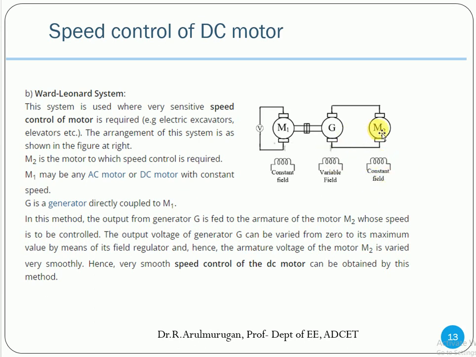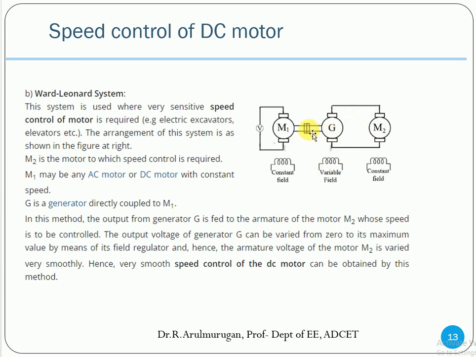Then what is the source? The source comes from the generator. The voltage produced at the generator output, I am going to vary that. How will I vary it? With the help of this rheostat in the field winding. Which field winding? The generator field winding. I will vary it. This is the second method. If I vary it, the output automatically varies.